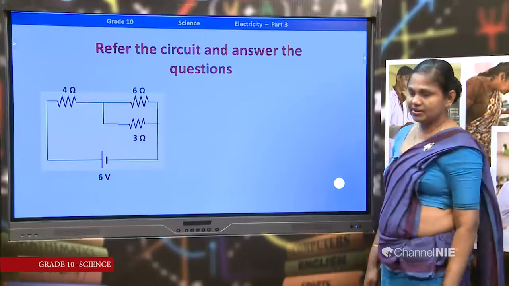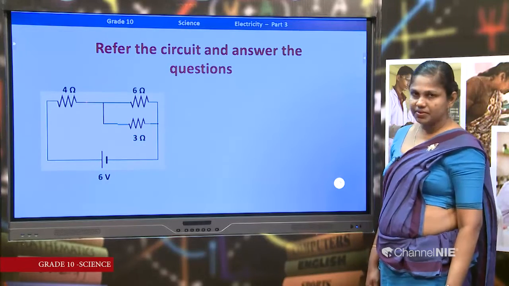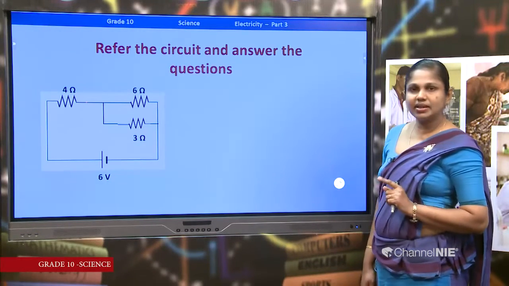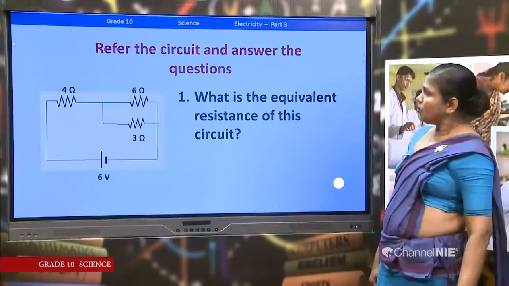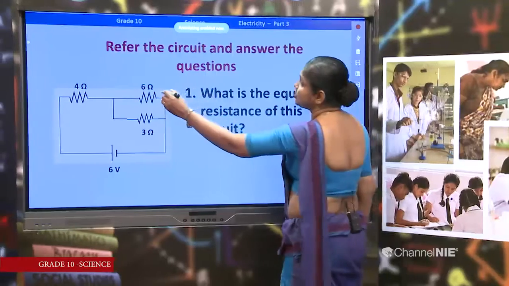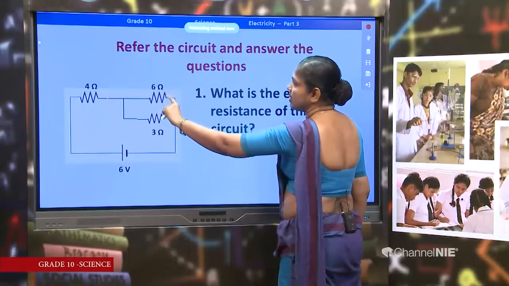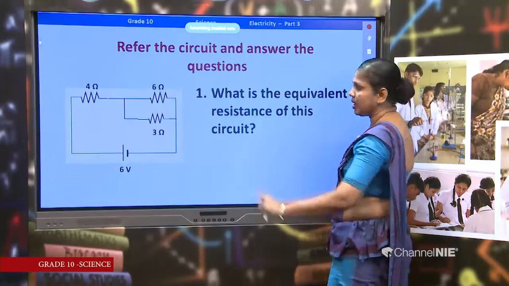Move to the next. This is another question, children. Look at the circuit given here. What is the equivalent resistance of this circuit? How to get the equivalent resistance here, children? First you have to find the equivalent between these two. These two are parallel resistors, right?